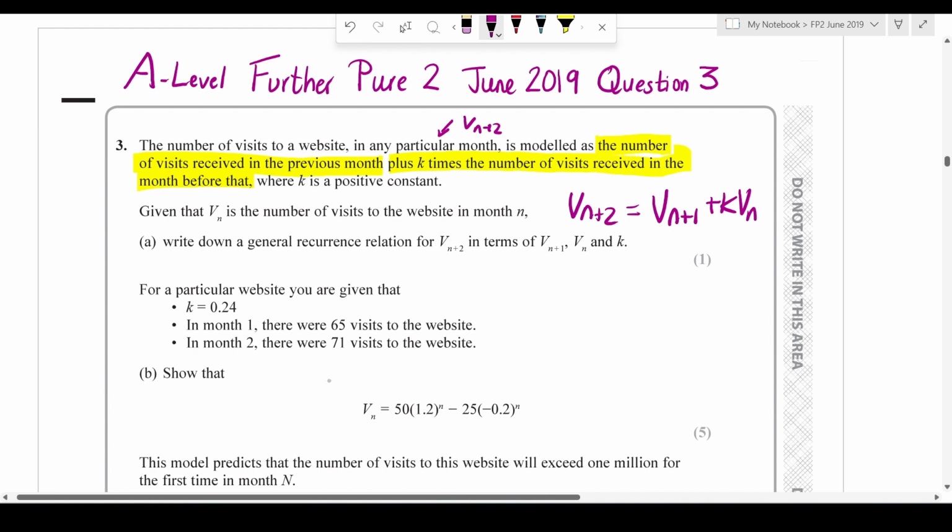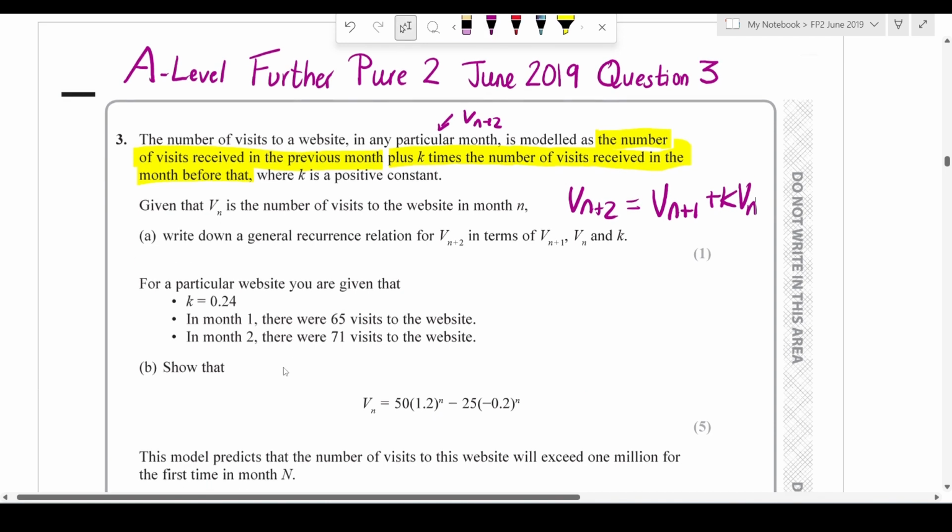Now it looks like we need to show that Vn is equal to something that's not got Vn's in. That's going to be solving it, so we're going to think about how we're going to do that. For a particular website, we are given that k is 0.24. So our equation now is Vn+2 is Vn+1 plus 0.24 Vn.